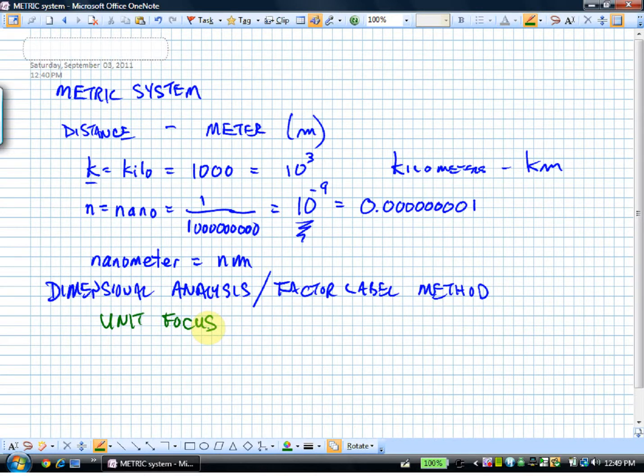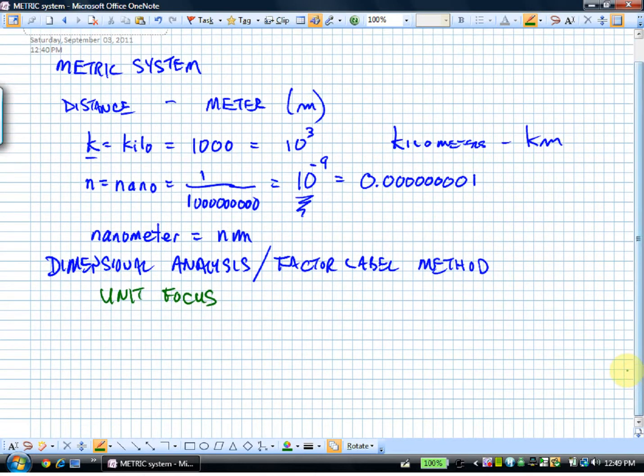So let's do a sample problem. Suppose that somebody poses a question. How many kilometers are in 15.6 nanometers? There's a basic sort of question. You've seen questions like these at the end of the chapter.